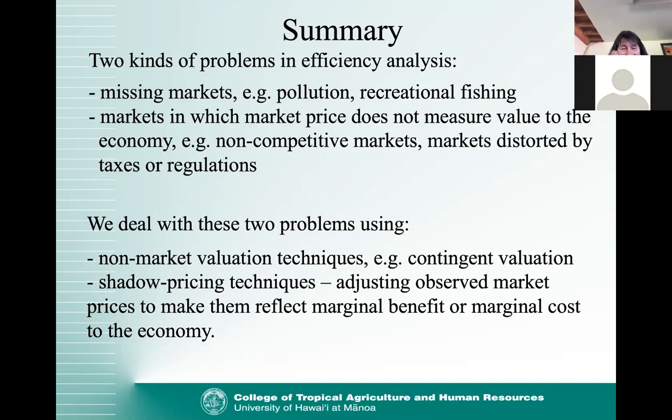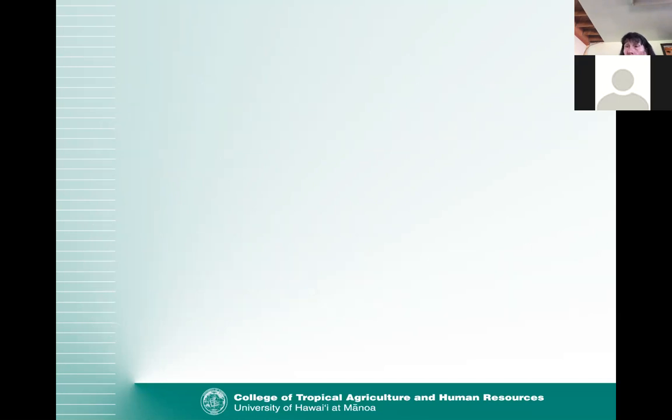And the other thing is shadow pricing techniques, where we're actually adjusting prices to reflect marginal benefits or marginal costs to the economy, because they're inaccurate. So we're going to adjust them, which is possible, but is sometimes very painful, particularly for the non-economist, because it does require some sort of process to estimate this stuff. Hard. Just let me say, very hard.